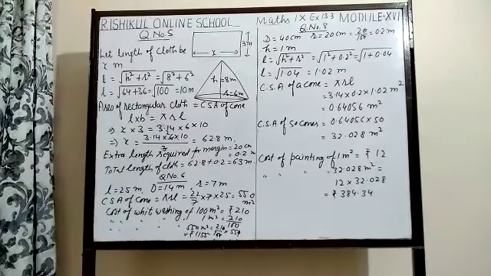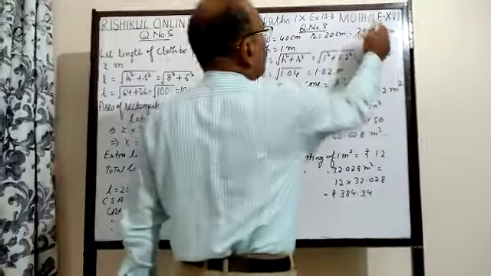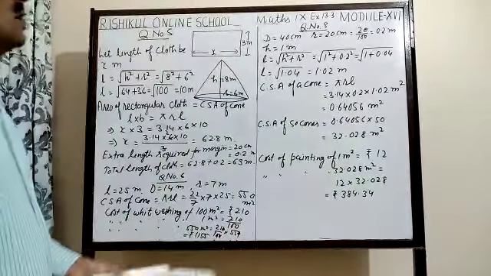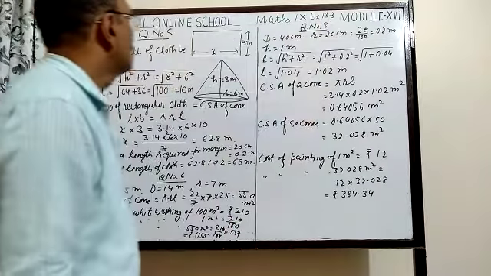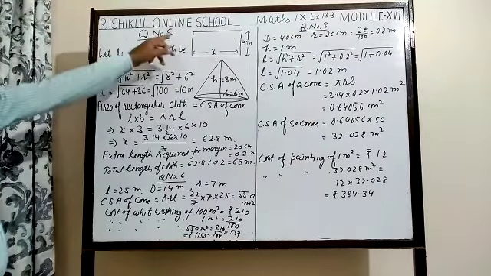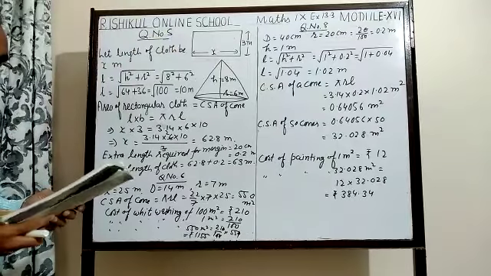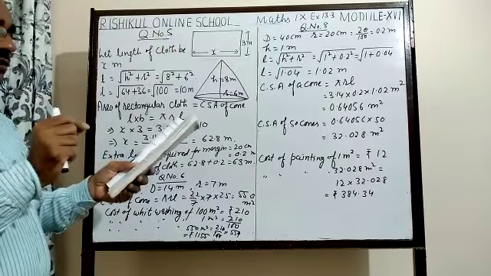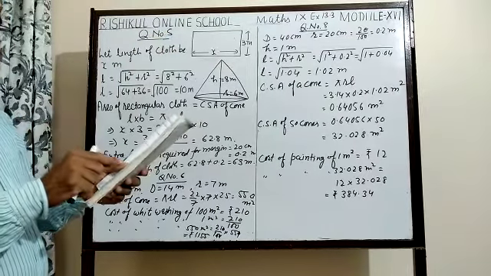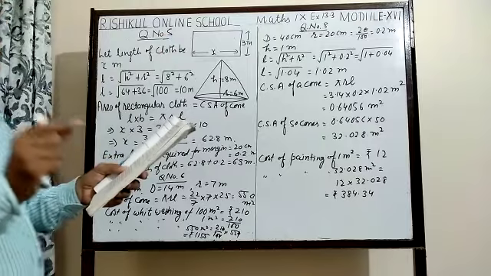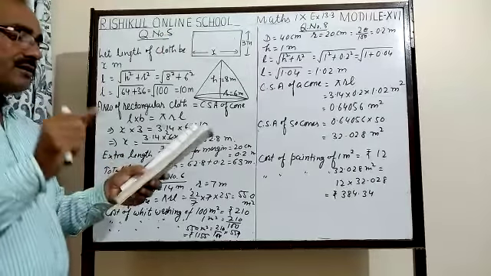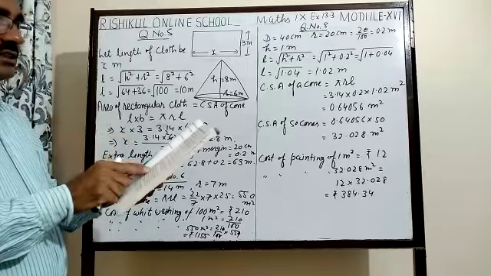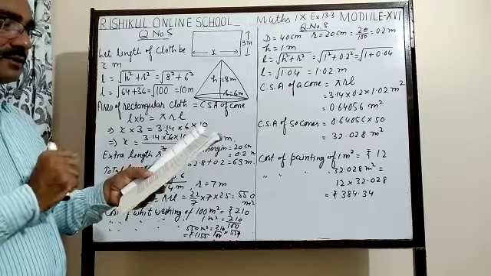Good morning, students. In module 16, I will solve exercise 13.3, question number 5. What length of the tarpaulin 3 meter wide will be required to make a conical tent of height 8 meter and base radius 6 meter?